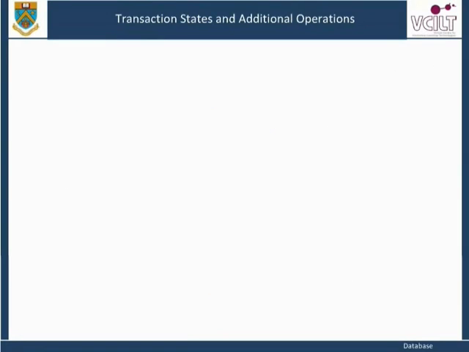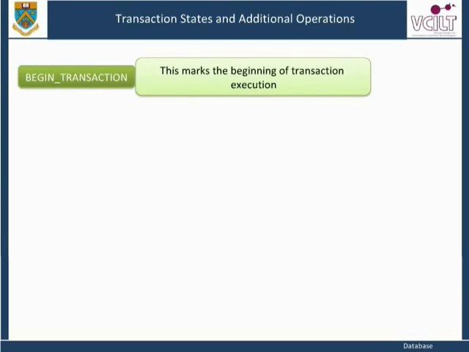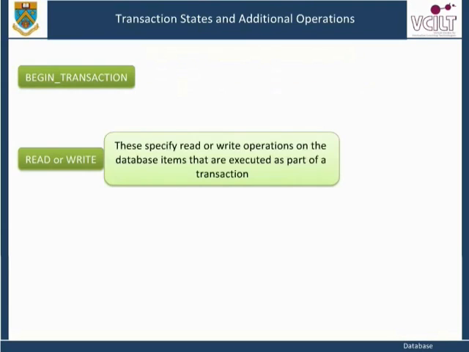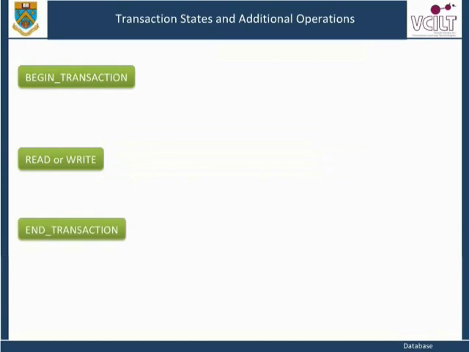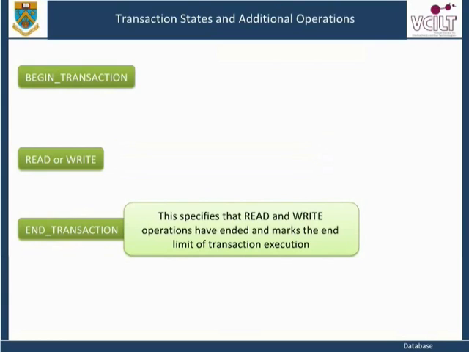For recovery purposes, a system always keeps track of when a transaction starts, terminates, and commits or aborts. Hence, the recovery manager keeps track of the following transaction states and operations. Begin transaction. This marks the beginning of transaction execution. Read or write. These specify read or write operations on the database items that are executed as part of a transaction. End transaction. This specifies that read and write operations have ended and marks the end limit of transaction execution.